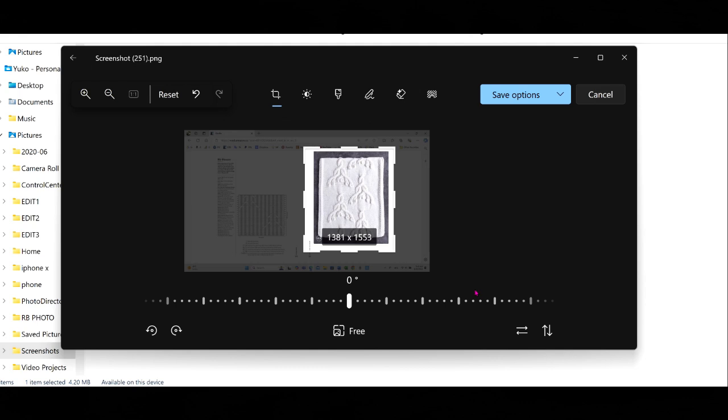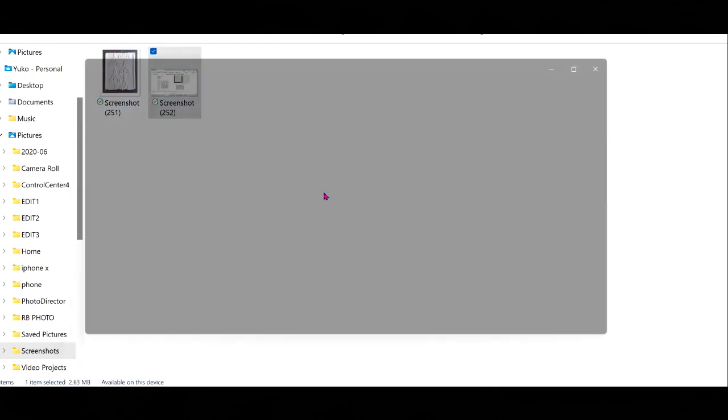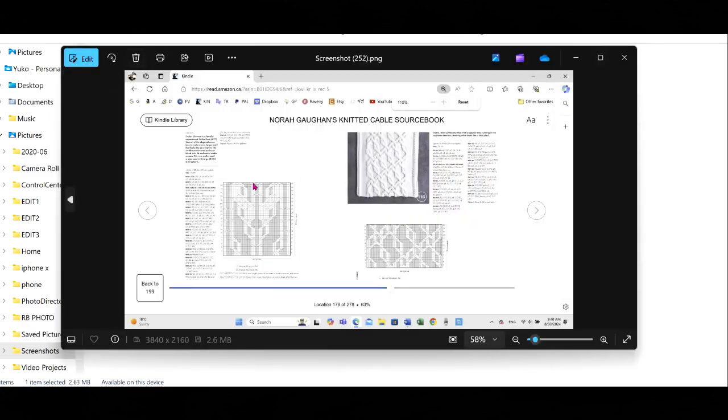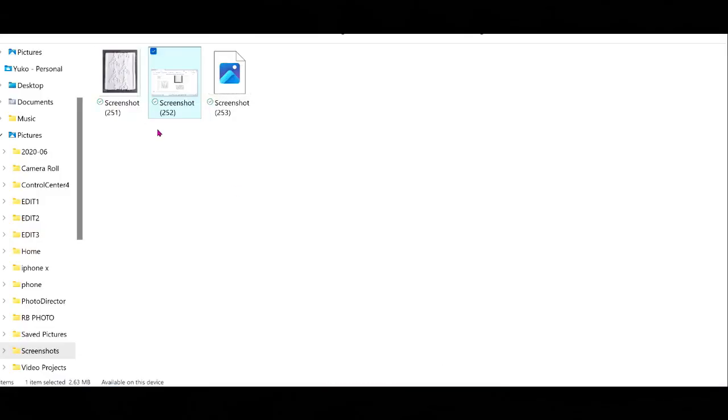Okay, and save. Okay, I save like this. And I am going to go to the pattern. Oh, no, this is not the one, the pattern. Okay, I gotta do the screenshot again. So this is the one I have to screenshot. Okay, I just did. So right here, I gotta get rid of this.